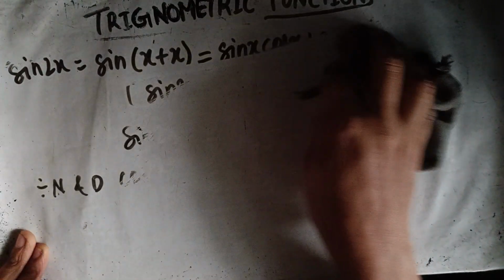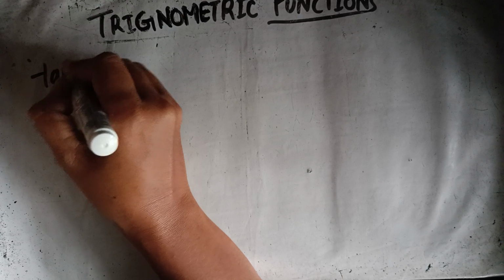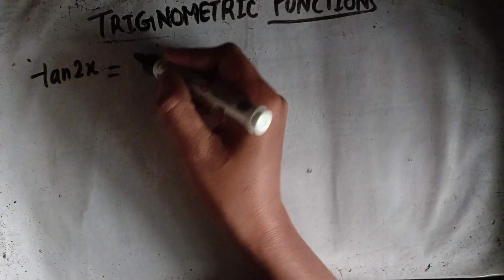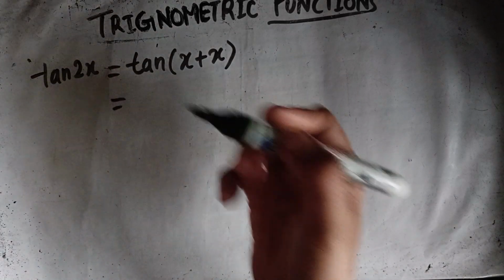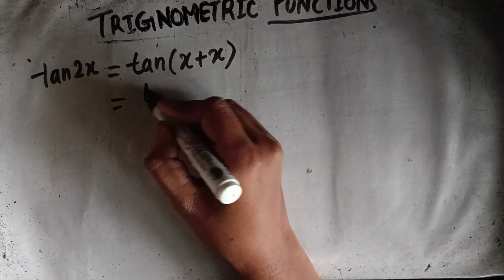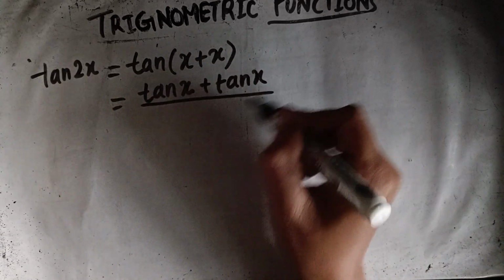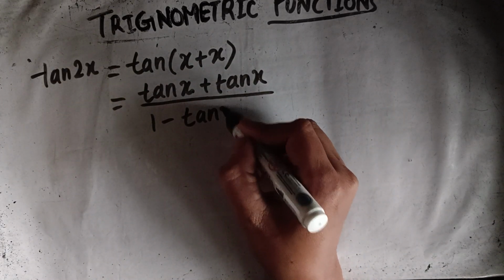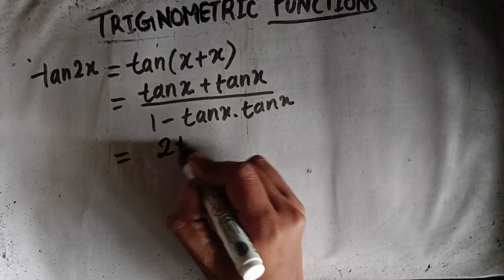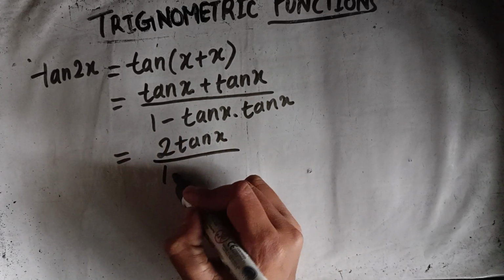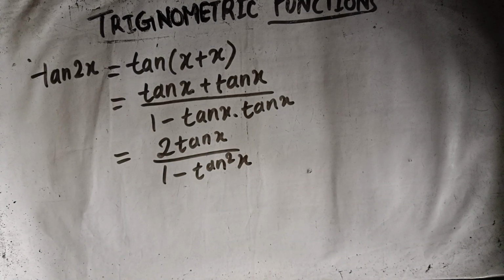So we have one more identity, which is in terms of tan 2x. Tan 2x you can again write as tan of x plus x. So here you have to use the identity for tan(a plus b), which is tan a plus tan b upon 1 minus tan a into tan b. So this is 2 tan x upon 1 minus tan square x. Okay, this is tan 2x.